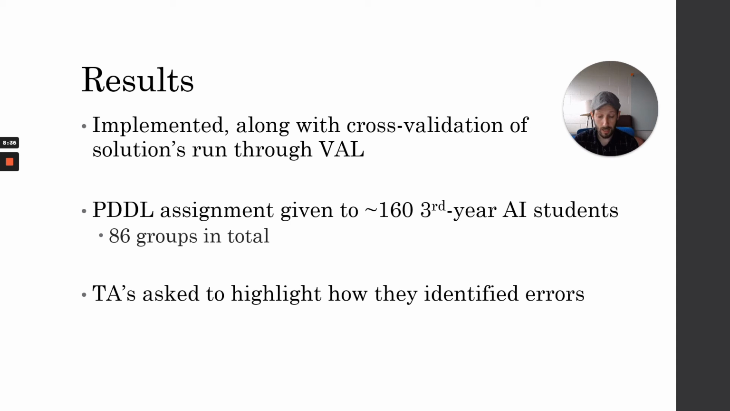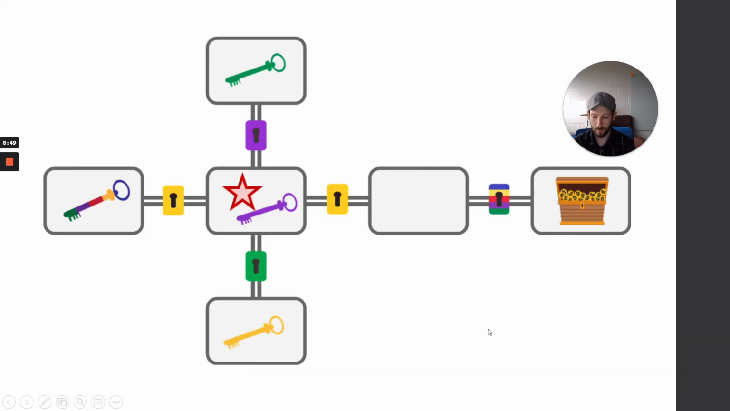And then the PDDL assignment was given to approximately 86 teams. There are 160 students in a third-year AI class, and the TAs were asked to identify how they found the errors given the analytics that they were provided for this assignment.